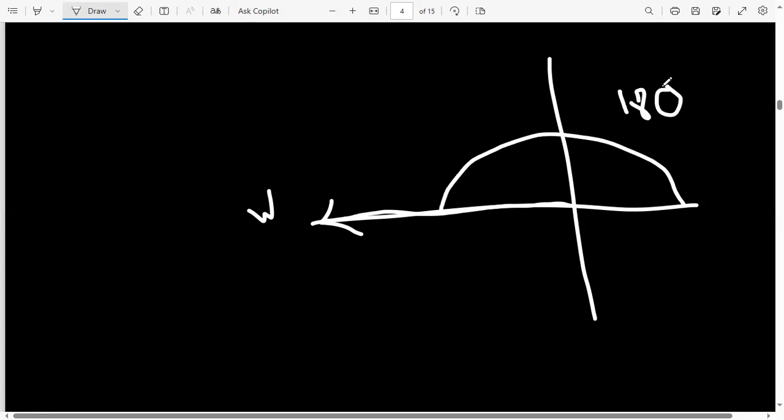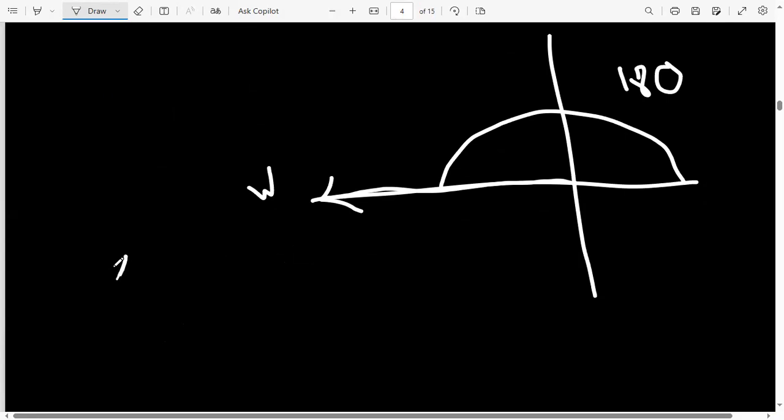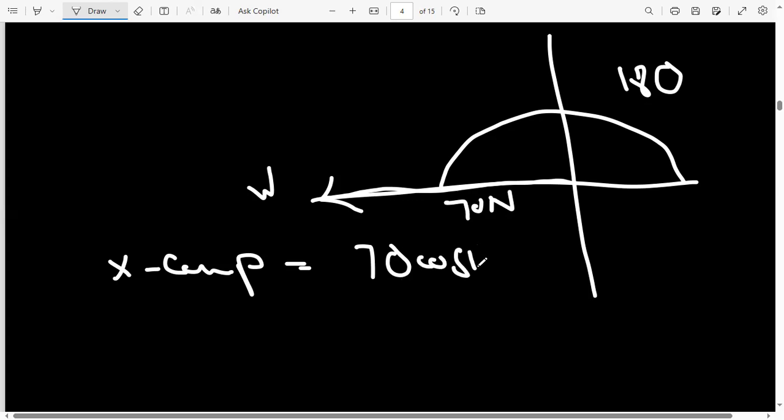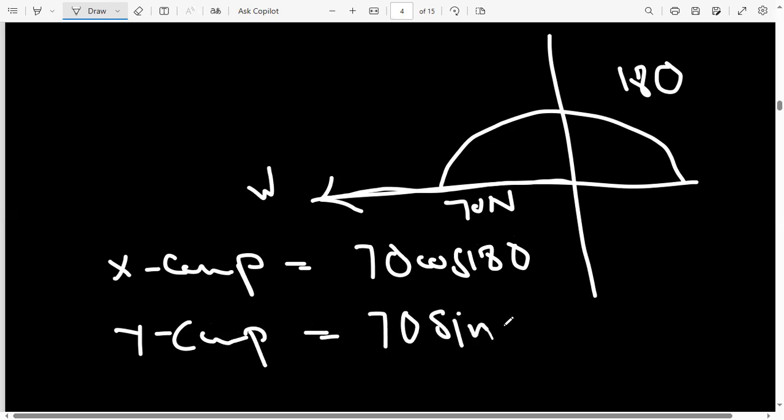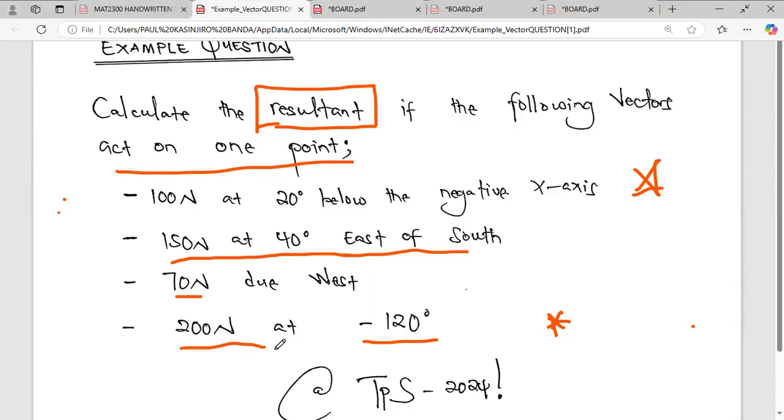180. Okay, and when we resolve this into components, the x component will just be equal to, what was the length? 70. Okay, so 70 newtons. So 70 cos 180. And then the y component will just be 70 sine 180. Okay, so we have the components for this force. And then let's look at the last one.